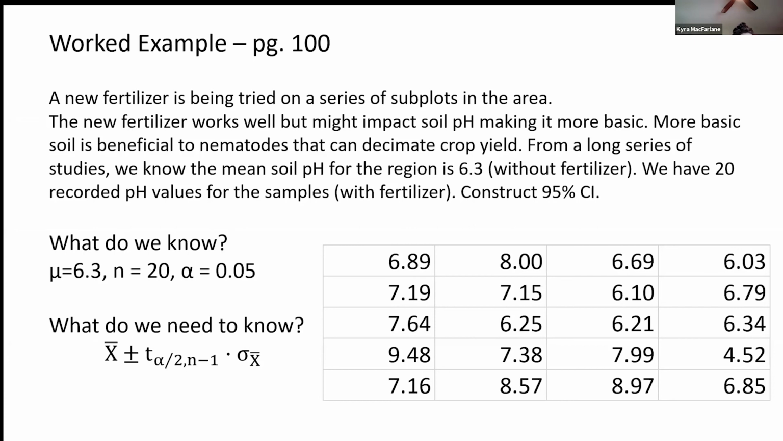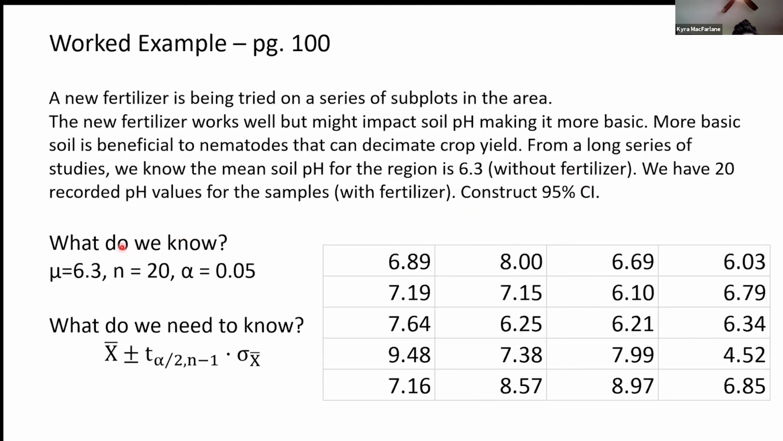From a long series of studies, we know the mean soil pH for the region is 6.3. That's the population mean of this region, because it's from a long series of studies. We have 20 recorded pH values for these samples with fertilizer. So now we're adding fertilizer and we're trying to see what's the difference between the two. Construct a 95% confidence interval.